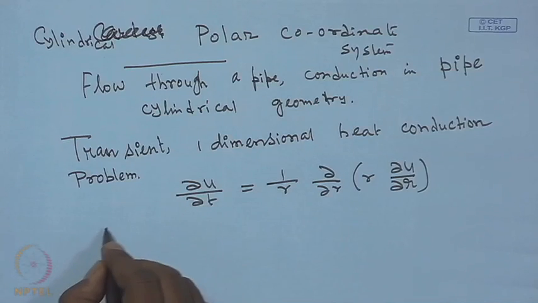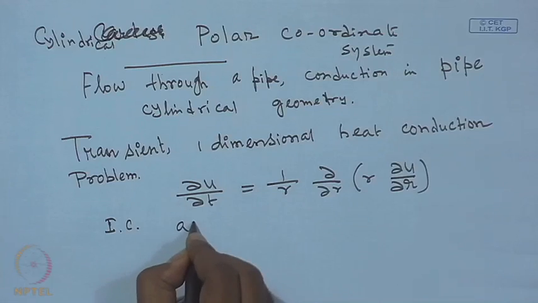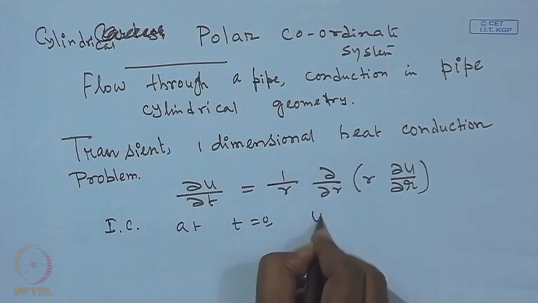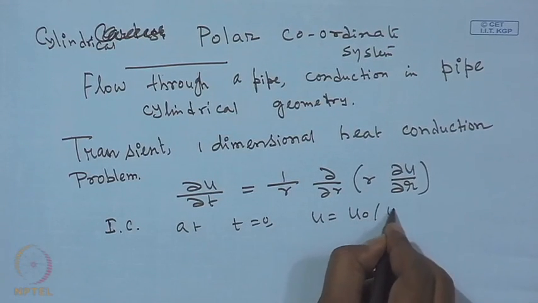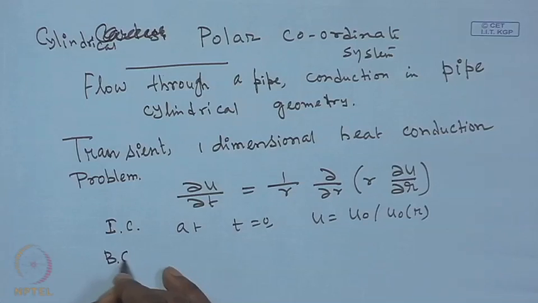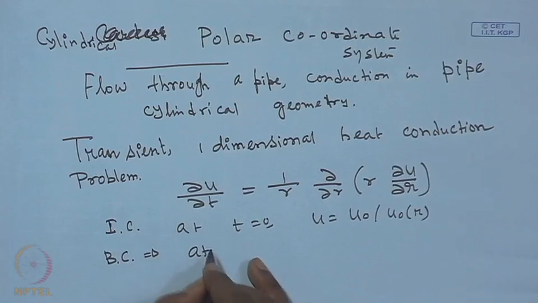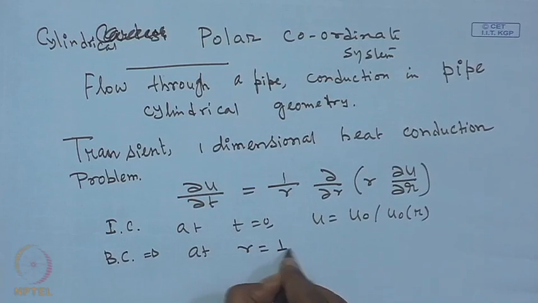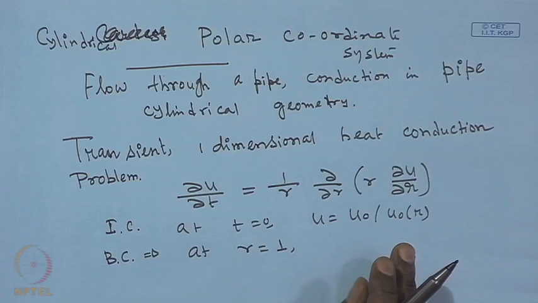Now, for the boundary conditions, we specify the initial condition and boundary conditions. The initial condition is that at t is equal to 0, u is equal to either constant or it will be a specified variation or function with respect to r. The boundary conditions are at r is equal to 1, that means these are all non-dimensional terms. R is equal to 1 means it is on the wall. Okay. R star is equal to r by capital R. So, it is on the wall.